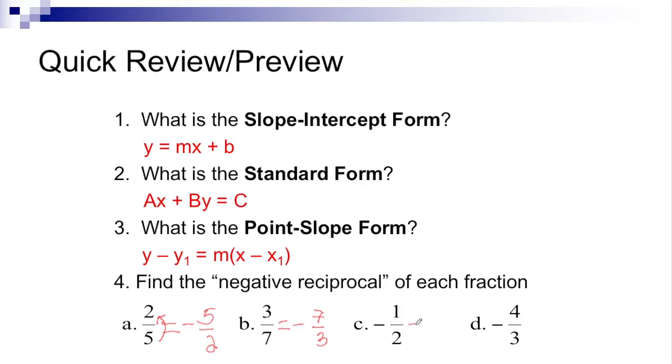And for letter C, 1/2 is negative, the opposite of this is positive, so therefore, we will make this positive and flip 1 over 2. This becomes 2 over 1 or just 2. And lastly, negative 4/3. Opposite of negative is a positive number. Just flip this, then it becomes 3 over 4.